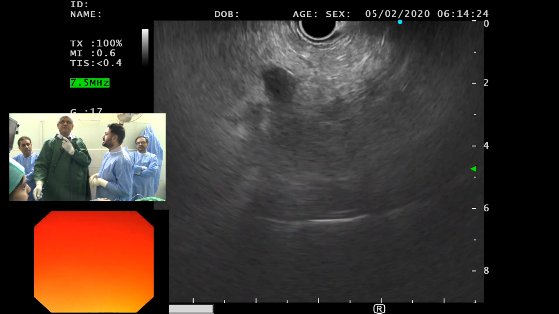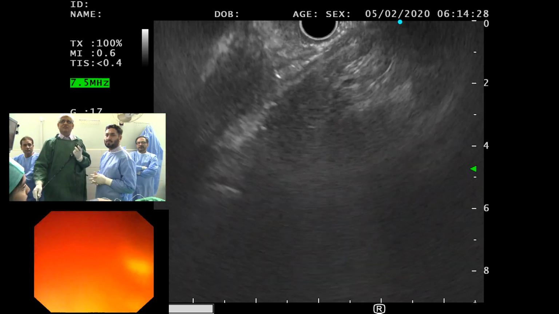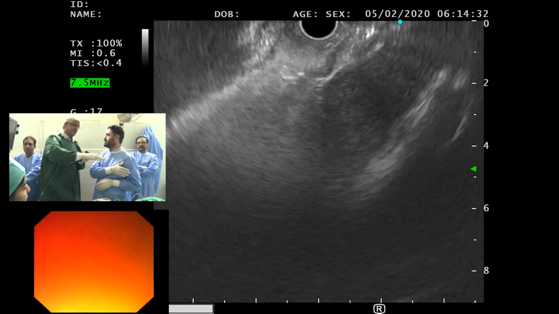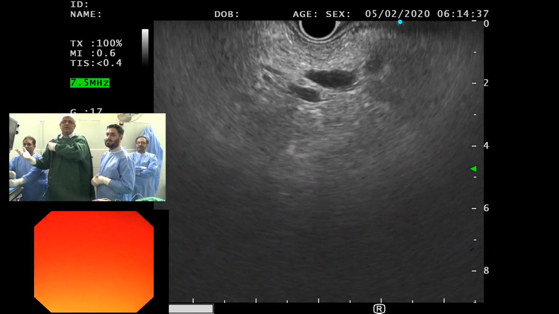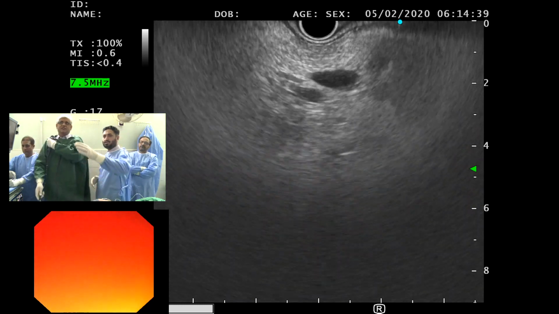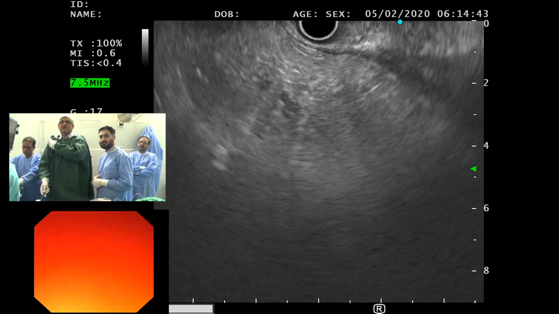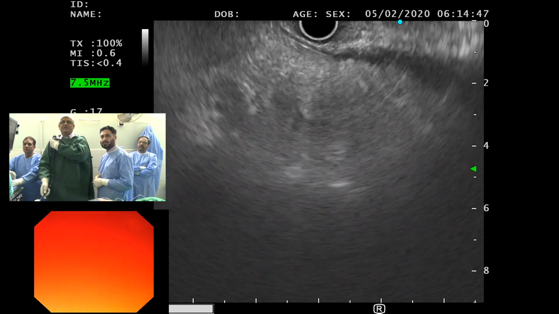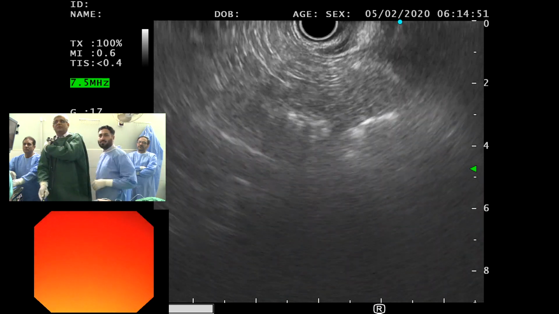Now once you center the pancreas, if you go anti-clock, you should go towards the neck, and if you go clock, you'll go towards the body and tail. So we're gradually going towards that. We get little shade of the left kidney there, and if I keep going a little bit more, you'll be seeing the spleen in a bit.